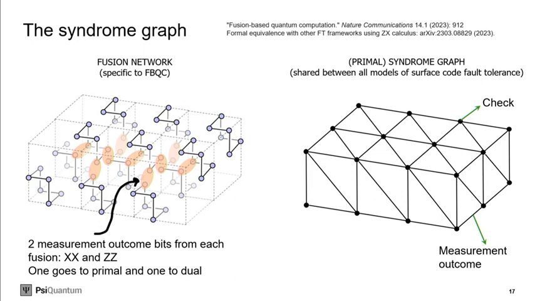It's a syndrome graph. Every bit that we get from a fusion represents one edge in the syndrome graph. As is the case with surface code fault tolerance, we end up with 2 disconnected graphs, which we call the primal syndrome graph and the dual syndrome graph. And the circles here represent checks. So there is some inherent redundancy in our stabilizer measurements in the picture on your left, and that's basically what gives us this sort of syndrome graph structure that you see here. So for every fusion, one outcome goes to the primal and one outcome goes to the dual.